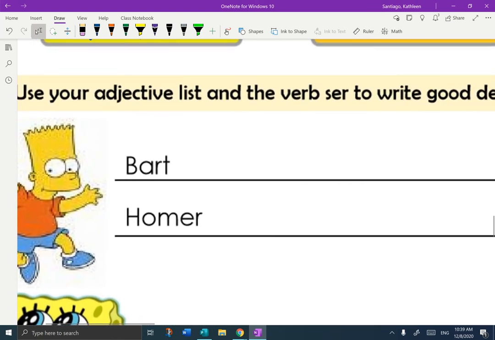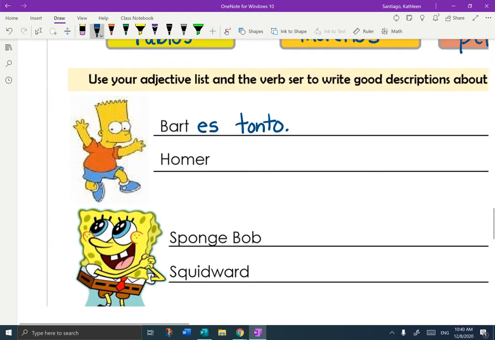Now, this is only one person. So is it soy, eres, es, somos, or son? Well, one person is es. So Bart es tonto. Bart es tonto. I'm going to leave it an O because we're already starting to learn about gender. Bart is male, so I'm going to keep it an O. Bart es tonto.